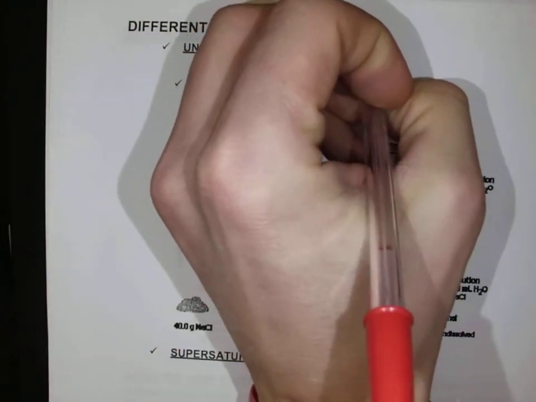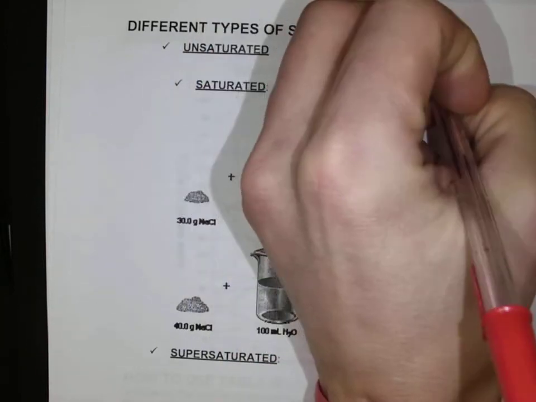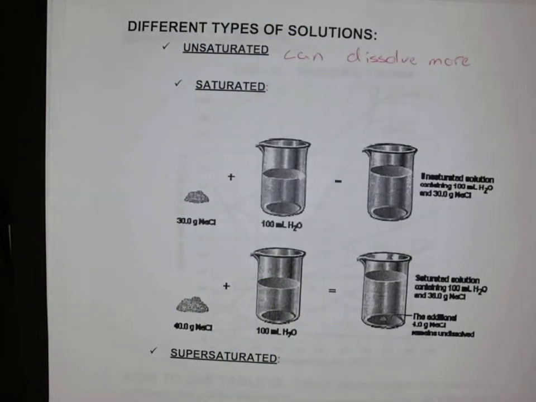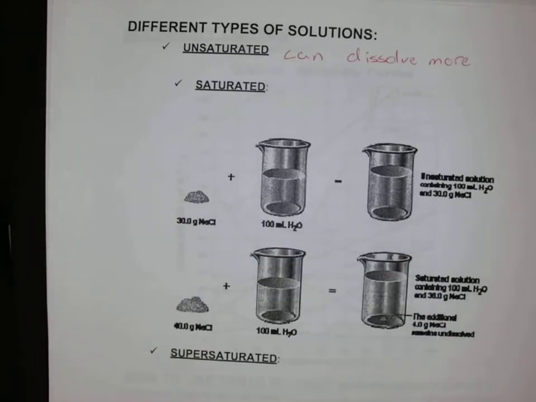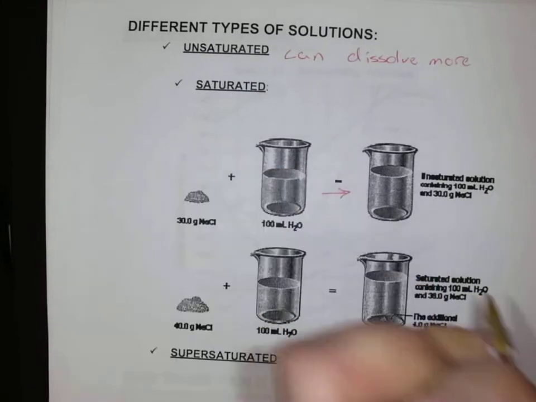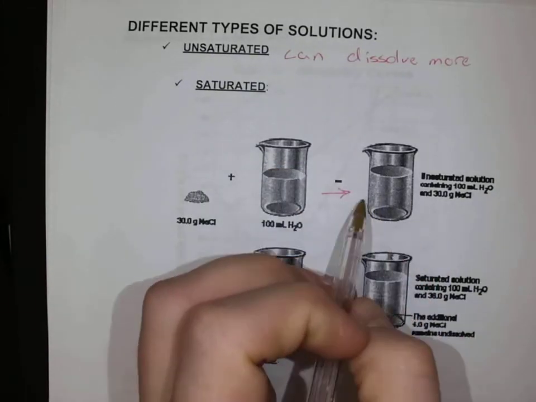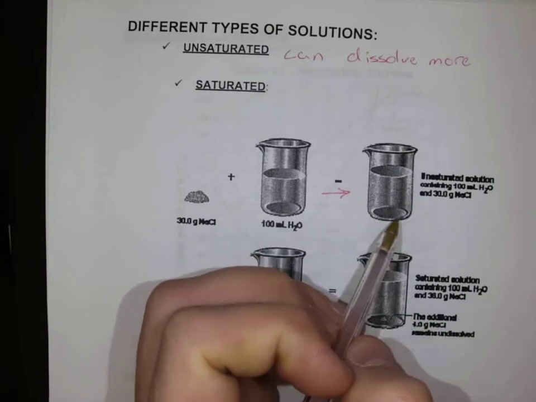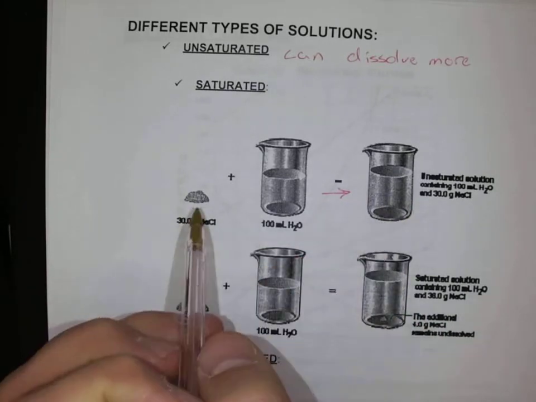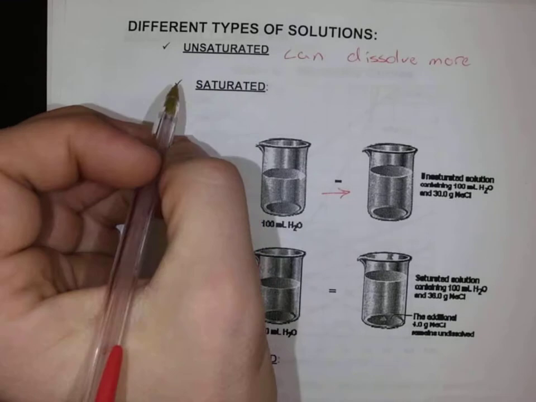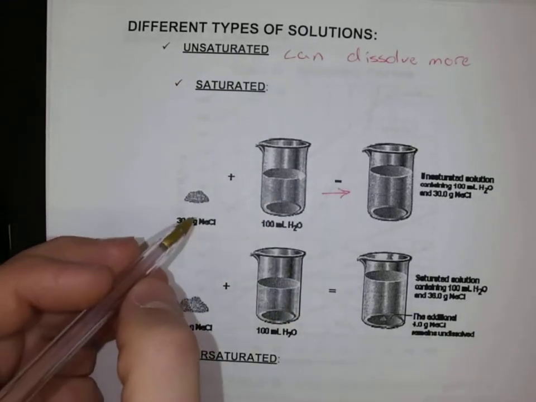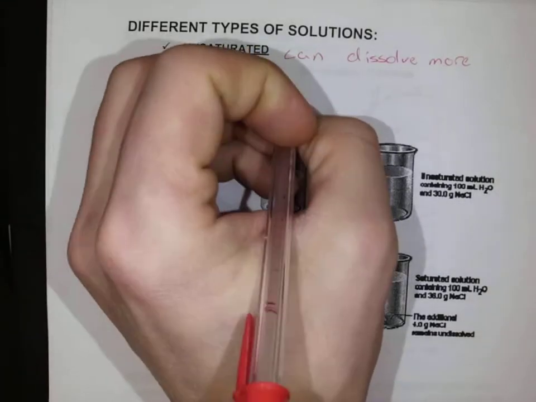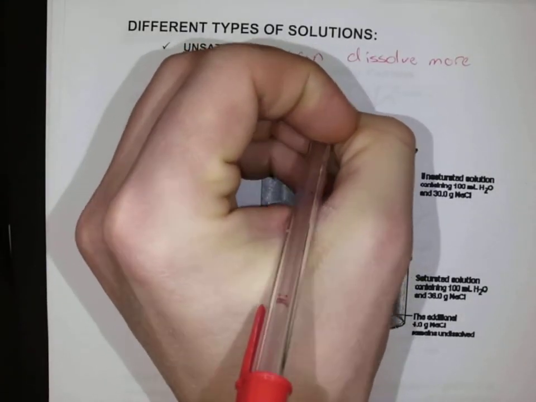So an unsaturated solution can dissolve more solid. If you have something like sodium chloride and we add it to water, we're going to be able to form a solution, and we're not going to see anything. This is going to be an unsaturated solution because it could dissolve more sodium chloride. But eventually, as we keep on adding sodium chloride, we're going to get to what's called a saturated solution, where we cannot dissolve any more.